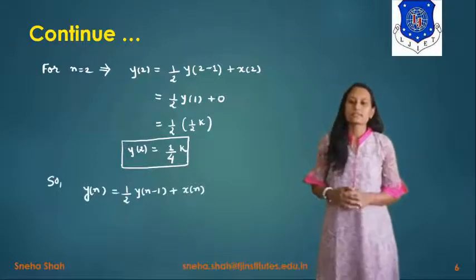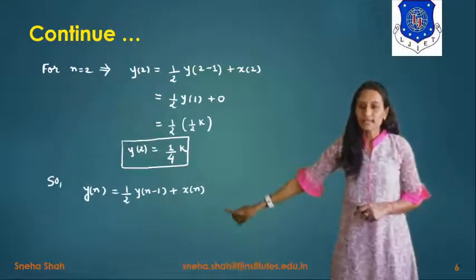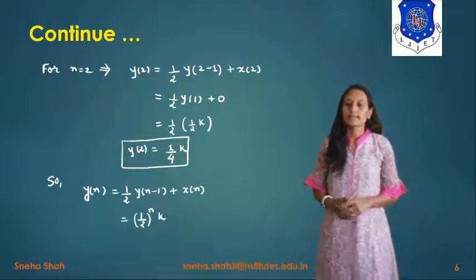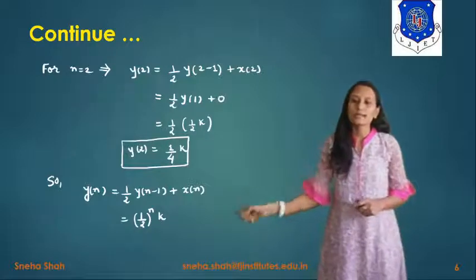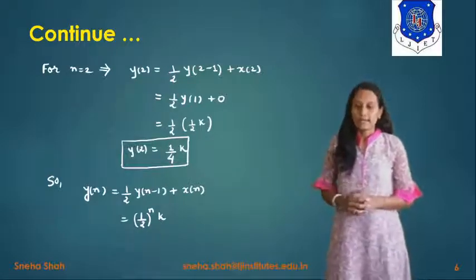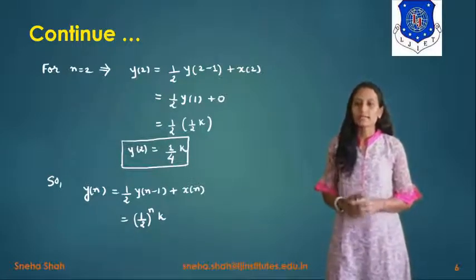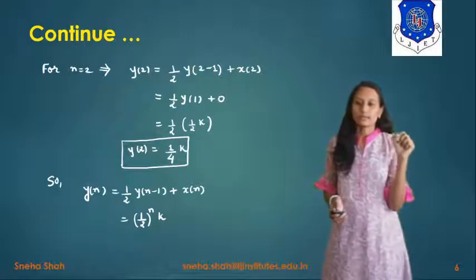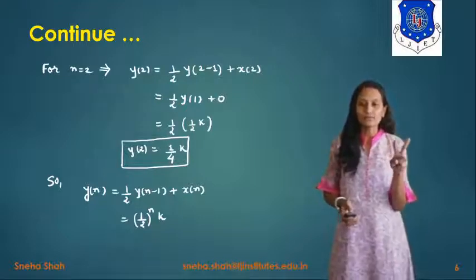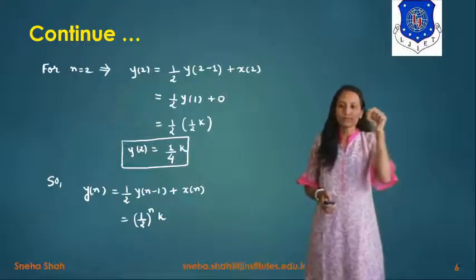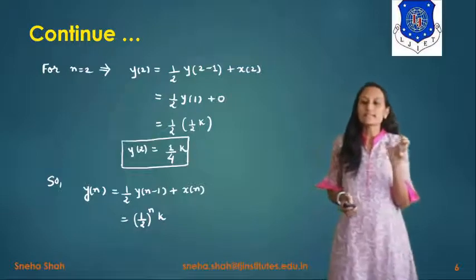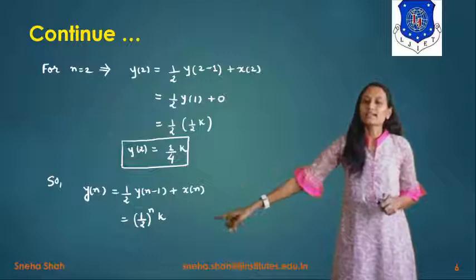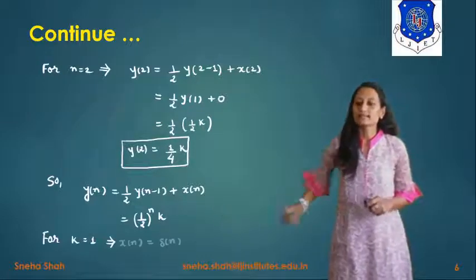Now from this, first of all, we write the equation y of n equals 1 by 2 y of n minus 1 plus x of n, right? Here we take the term as 1 by 2 raised to n into k. Because if we take y of 1, its value will be 1 by 2 into k. If we take n equals 2, its value will be 1 by 2 raised to 2 into k. So in general we can write this term as 1 by 2 raised to n into k. So the final answer will be represented like this.